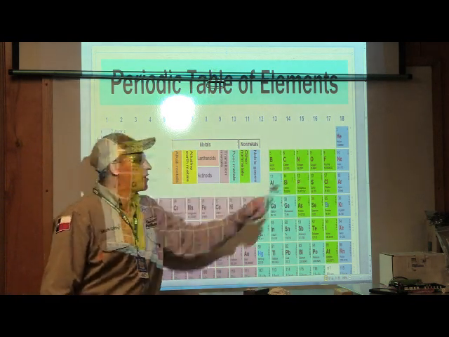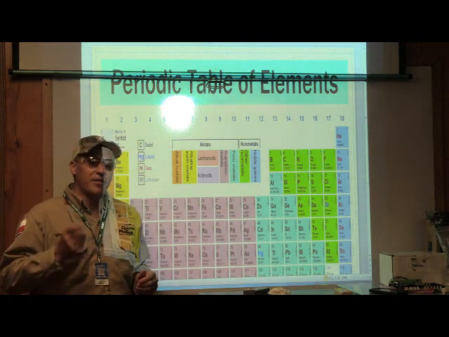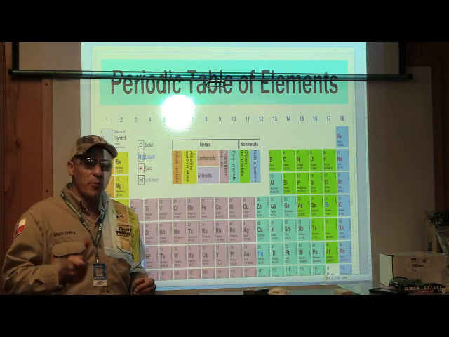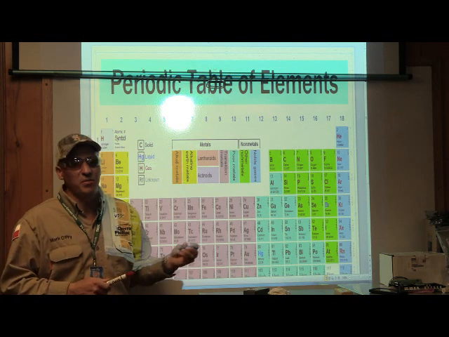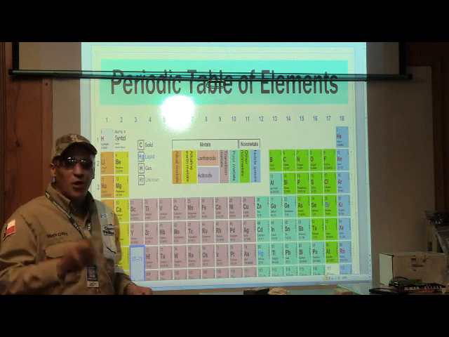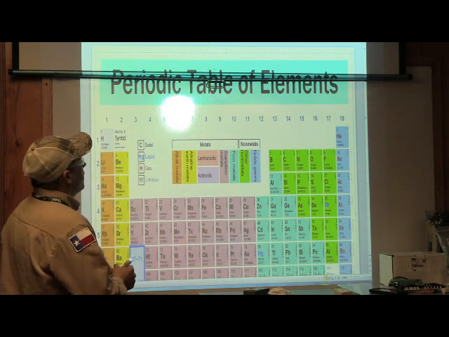Then we have nitrogen and oxygen. The air we breathe is how much nitrogen, how much oxygen? 20.9 percent oxygen, 78 percent nitrogen. What's the rest of it? A little smidgen of argon and some other stuff in there. Don't buy into the global warming thing. It's not real.